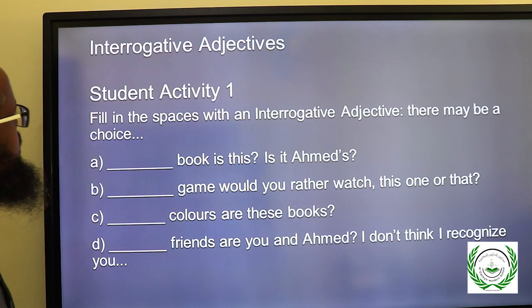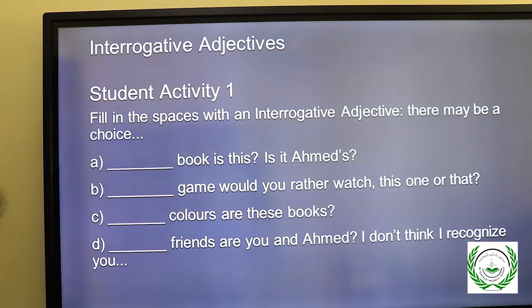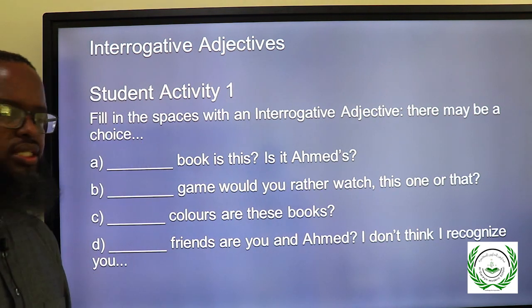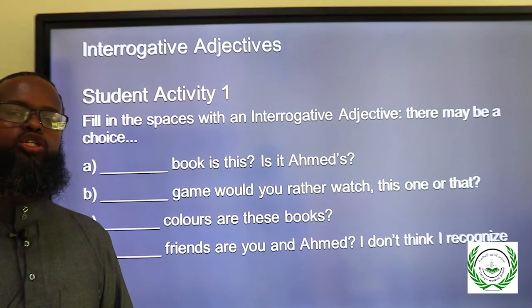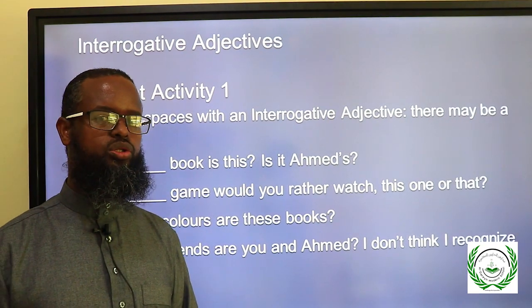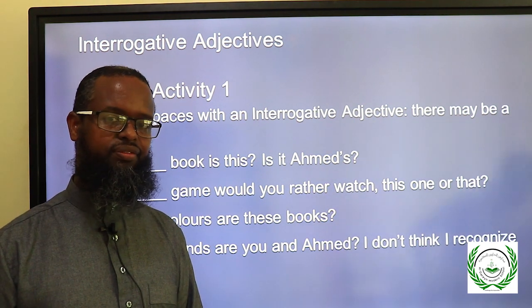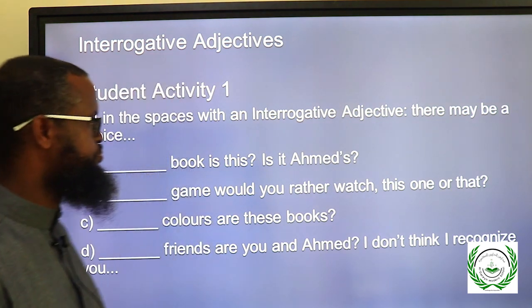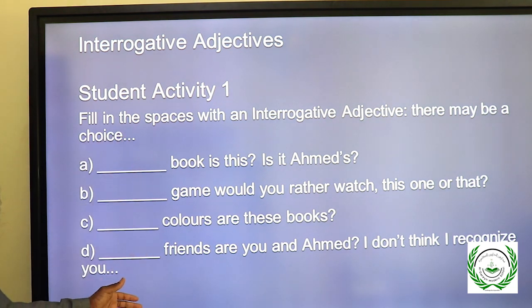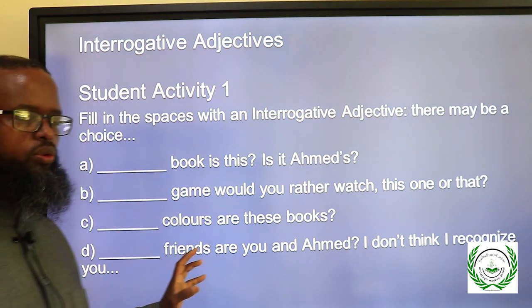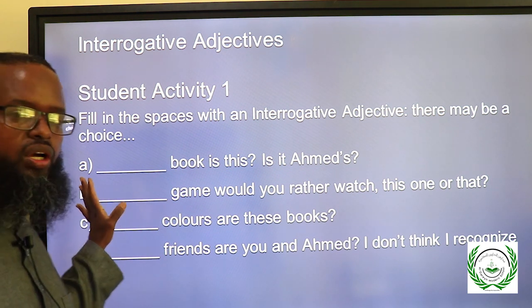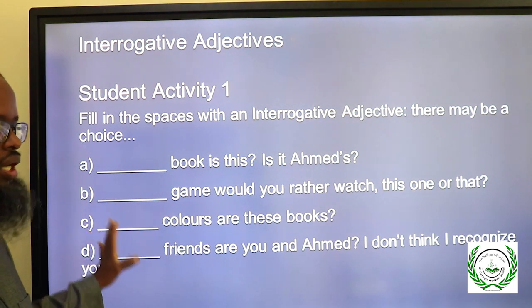Okay, so this is a student activity for you to answer these questions, or to fill the spaces with an interrogative adjective. It says there may be a choice. So that means you can use the interrogative adjective which in part of your answers here. So pause the video and try this, fill in the spaces with the correct interrogative adjective, and I will provide you the answers later on.